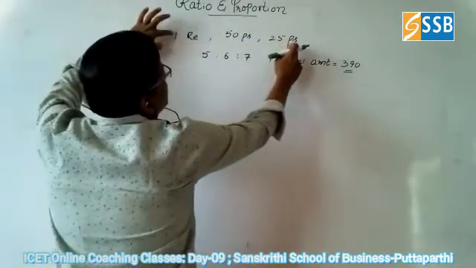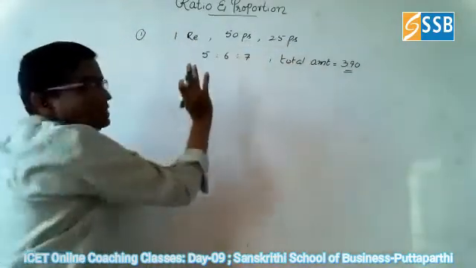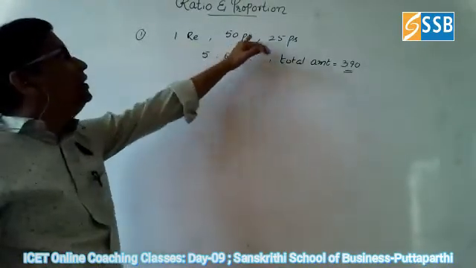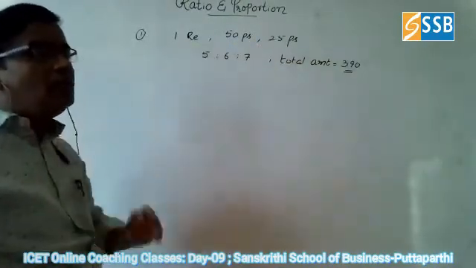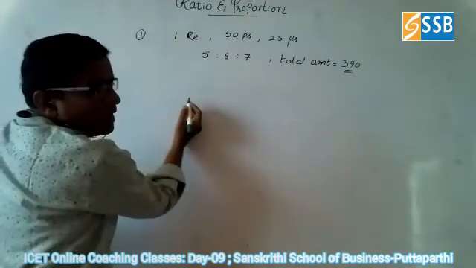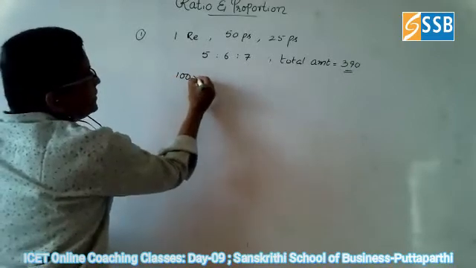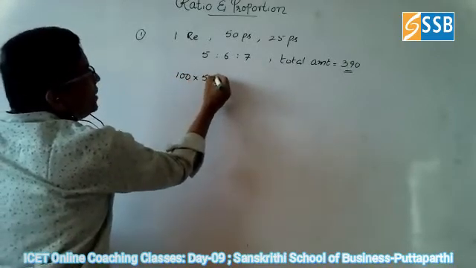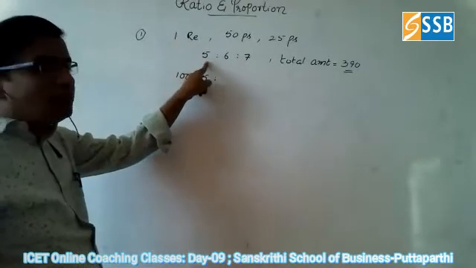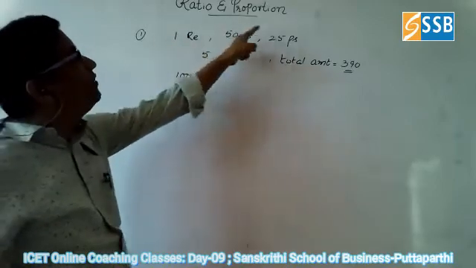But you see this, while finding the ratio, all the units must be the same. But here they are not in the same unit. So make it the same unit. 1 rupee is equal to how many paise? 100 paise. So 1 rupee coins are 5 parts: 100 into 5. I am converting everything into paise.